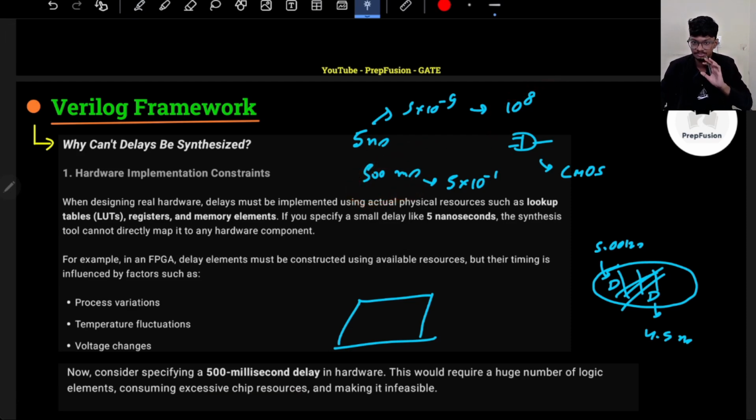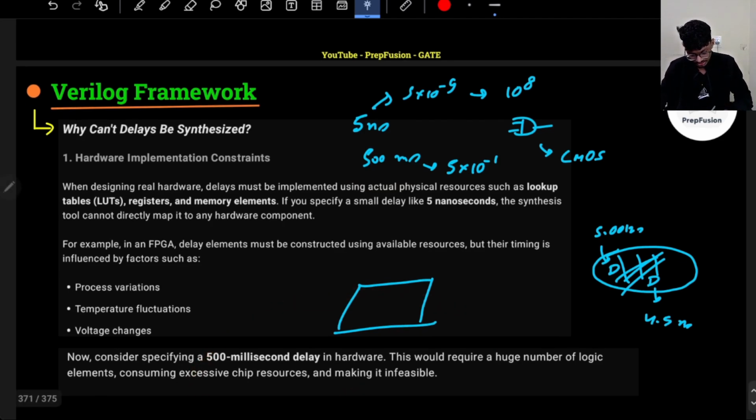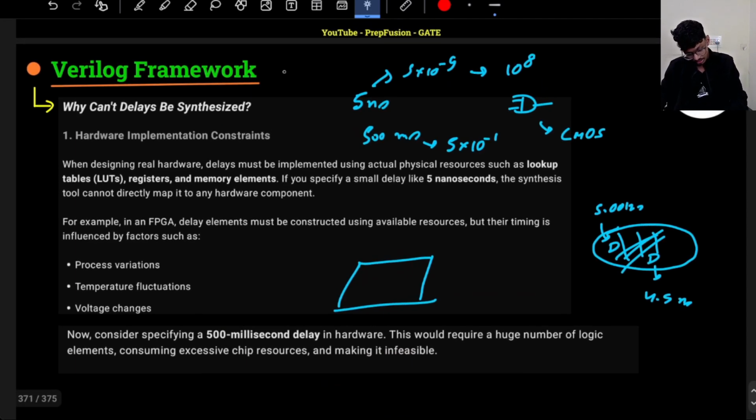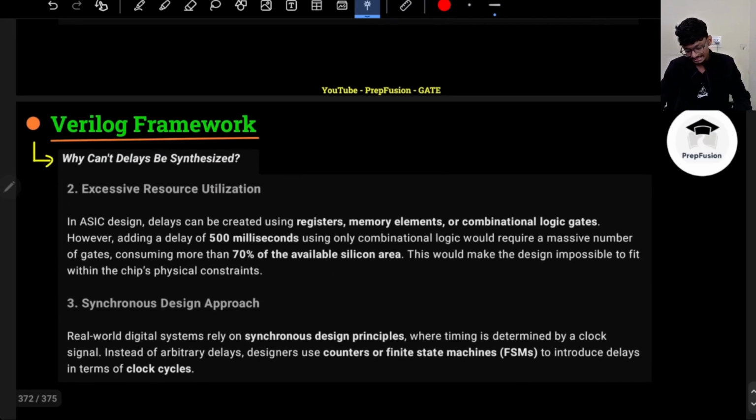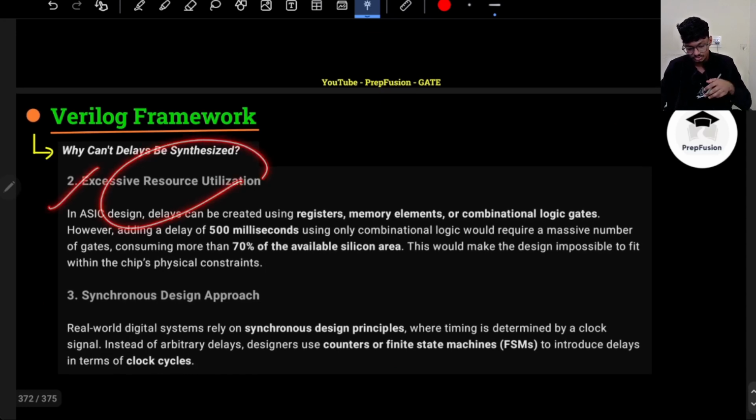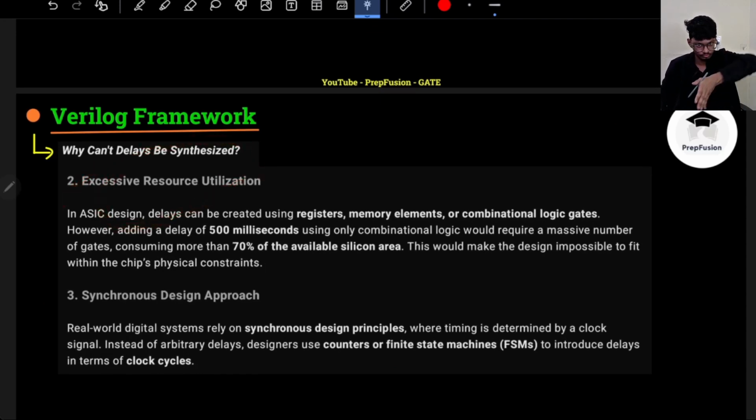Can you imagine how much wasted space and hardware resource that will be? So of course that is not feasible. It consumes excessive, precious resources, and it is not feasible for us to use. That is why we don't use it. The first constraint is process variation and voltage fluctuation. The second constraint is excessive resource utilization, as I have explained just now.